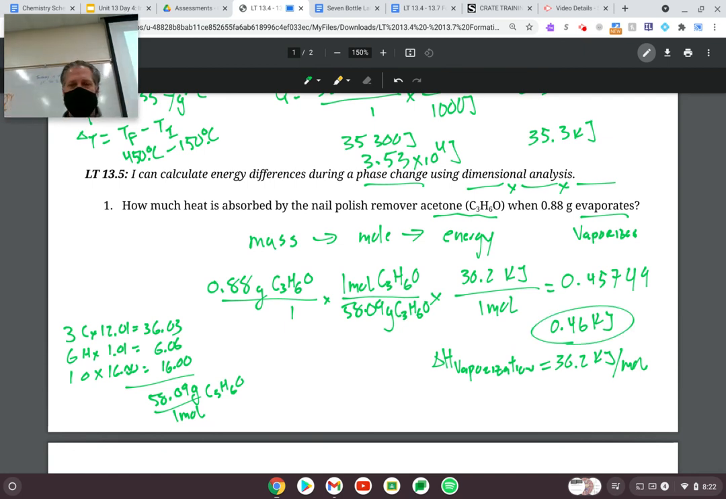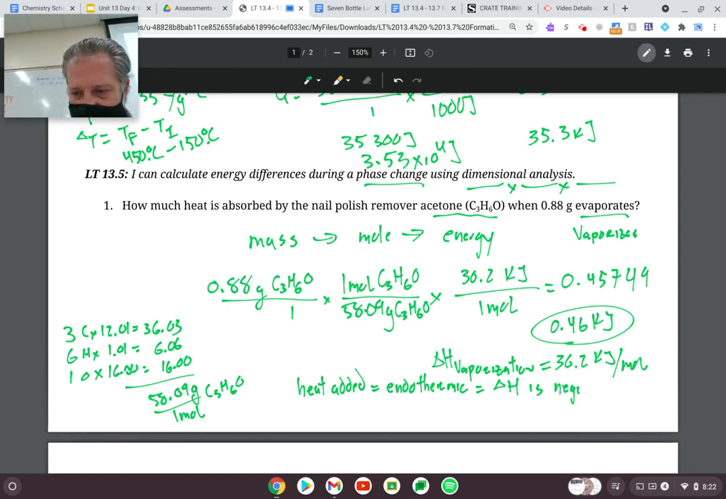Now, something to make a point of here is that if we are adding heat, like to make something evaporate or vaporize, it's endothermic. So delta H is negative. And if heat is released, it's exothermic. So delta H is positive.